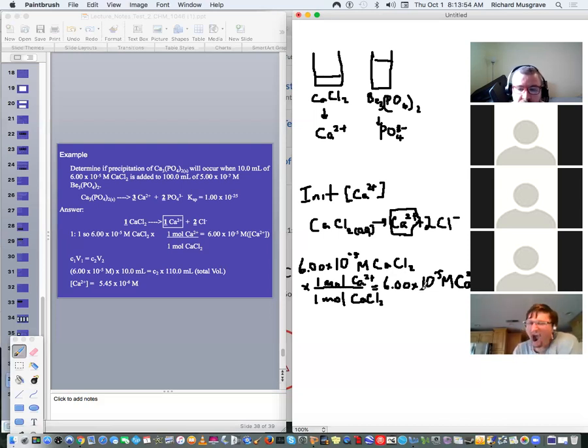So what have we done there? Well, we found out how much Ca2+ there was in the CaCl2 solution. This is the initial one, right? So this is initially. The other thing we've got to do is we add all this together, and this would be 10.0 mL here. This is 100.0 mL up here. And the volume in here will be 110.0 mL, which is of course the sum of these two up here.